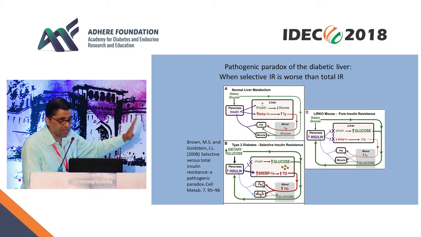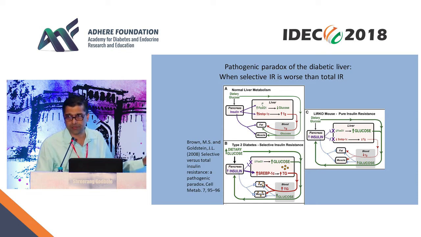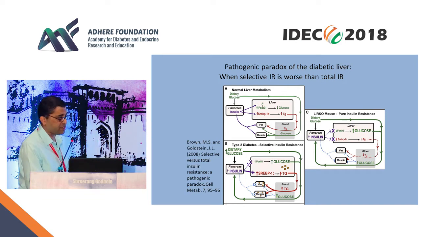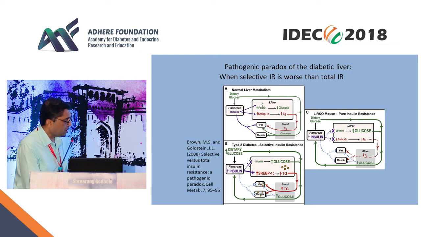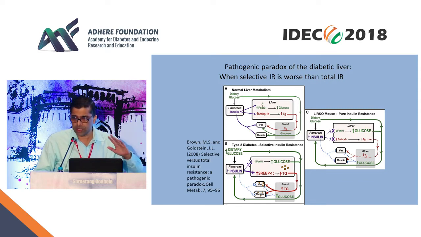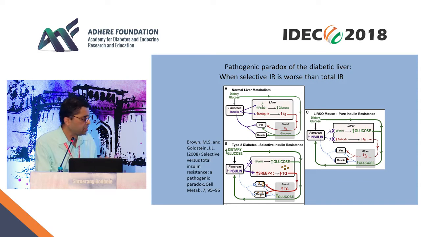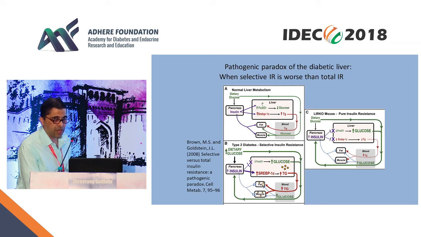Now, these are mice, of course. These are normal mice, and these are mice with type 2 diabetes. Now, in type 2 diabetes, the insulin resistance at the level of the liver is selective. So there is a resistance to the action on the gluconeogenesis. So there is no suppression of gluconeogenesis. So the glucose output from the liver is increased, but there is no resistance to lipogenesis.